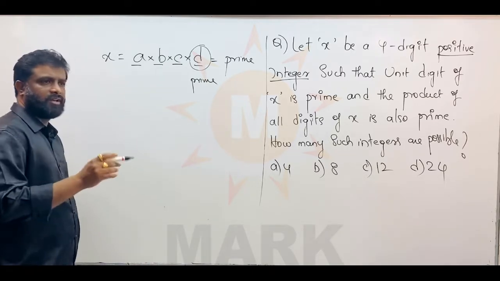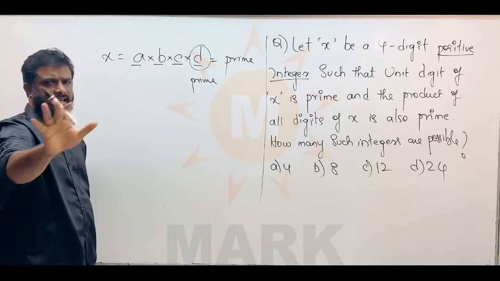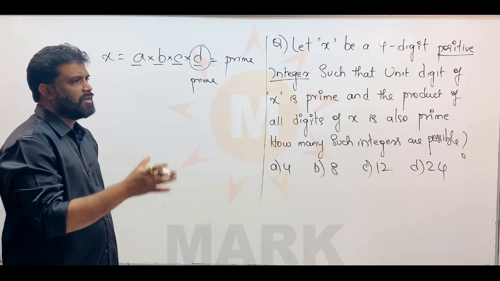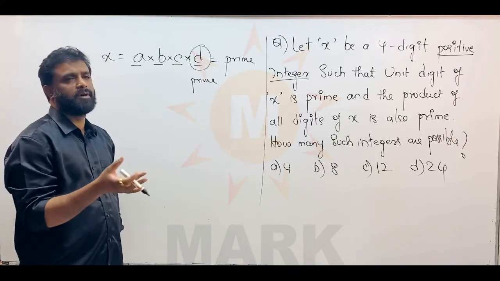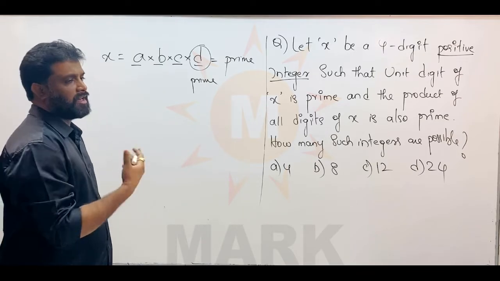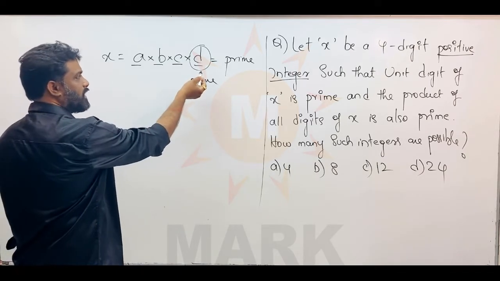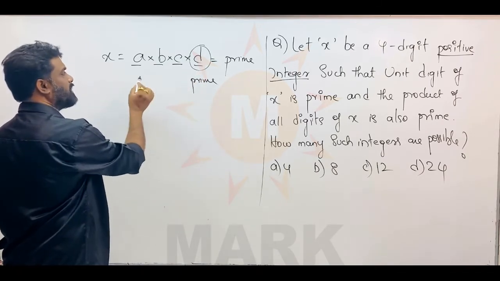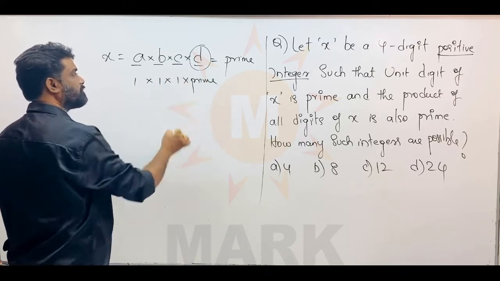So we know that the product of the digits, and this whole number we are calling x, the product of two or more numbers, if it is a prime number, definitely one number is prime and the remaining numbers will be 1. So already we know where the prime is located. This is the prime number. So obviously the remaining numbers, a must be 1, b must be 1 and c also must be 1.